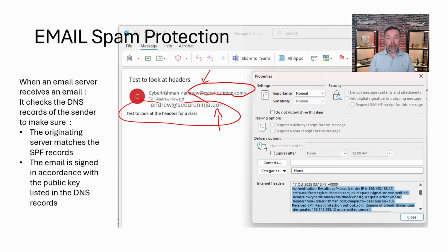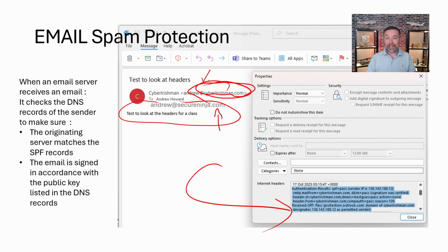secureninja.com's email server, in this case it's run by Microsoft 365, they look at the headers. They also know it's coming from cyberirishman.com. So it does a DKIM and an SPF check. It goes to the DNS records of cyberirishman.com and it pulls down the DKIM and the SPF data and carries out its checks. And if the checks are good, the email is considered good and it's not marked as spam.